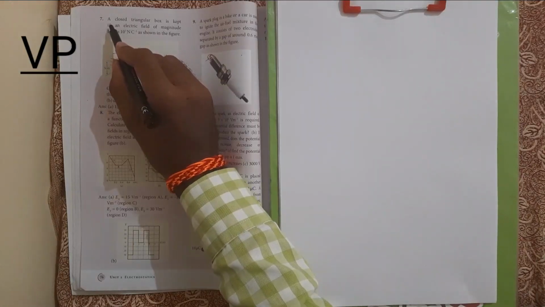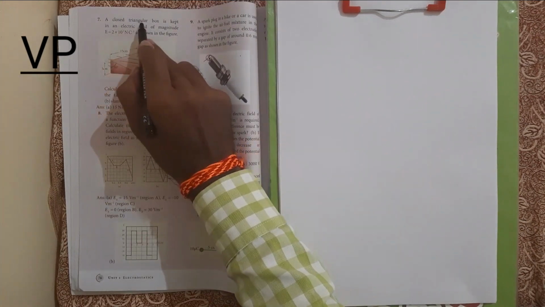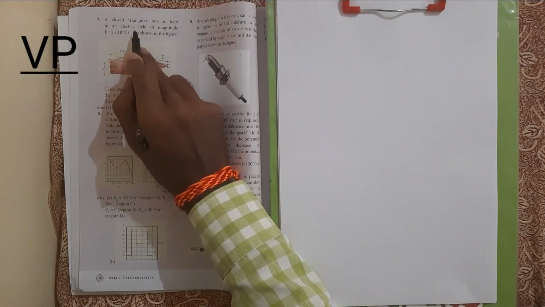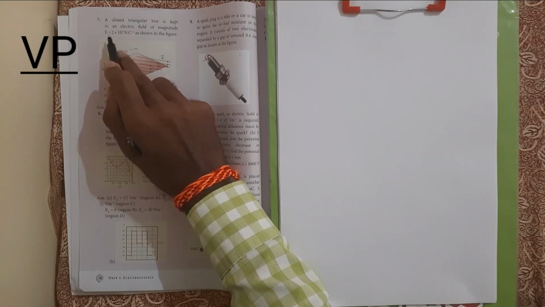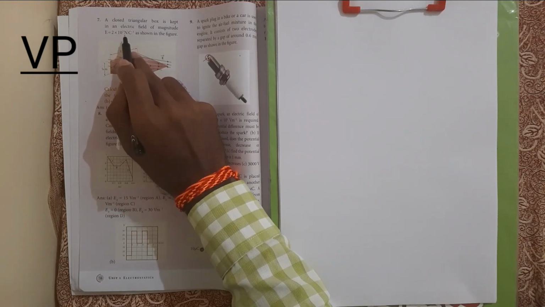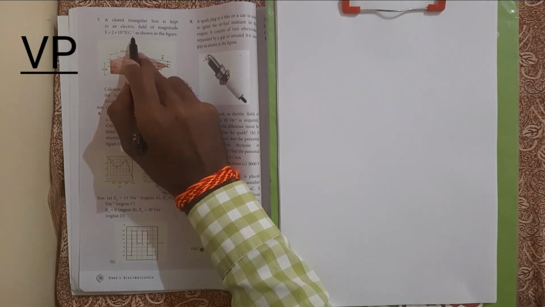In the 7th question, a closed triangular box is kept in an electric field of magnitude E equal to 2 into 10 to the power 3 newton per coulomb.